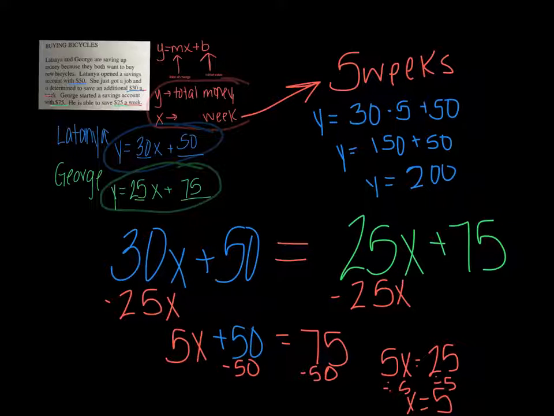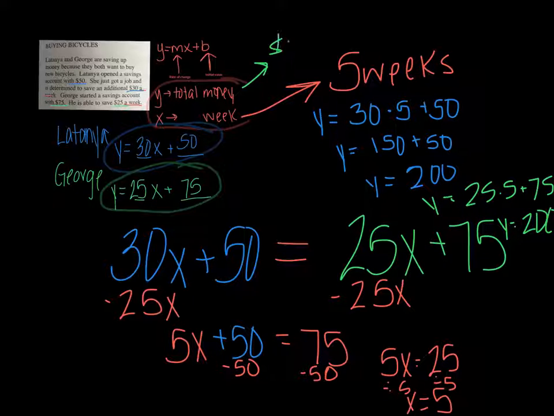And I guarantee you, if you were to plug that in for George, so y equals 25 times 5 plus 75, you would also get y equals 200. So that means the total amount of money they have is $200.